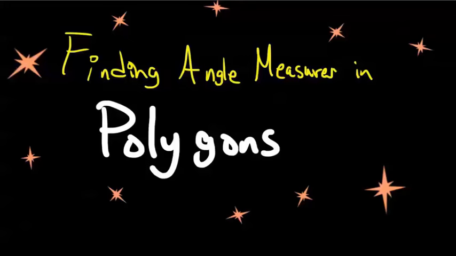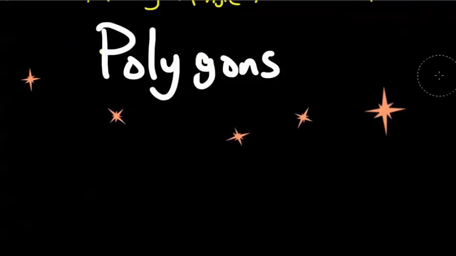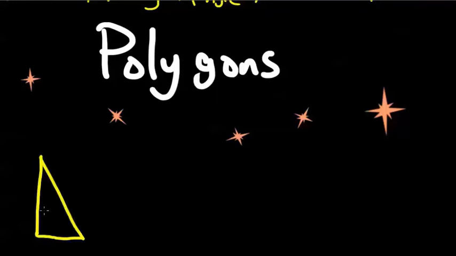So hi everybody, in this section we're going to be finding angle measures of polygons. Now remember, if you're a little bit rusty on what polygons are, they're simply shapes built with straight lines. So for example, a triangle. With a triangle, remember we have three angles, and all three angles always have to add up to 180 degrees. No problem.